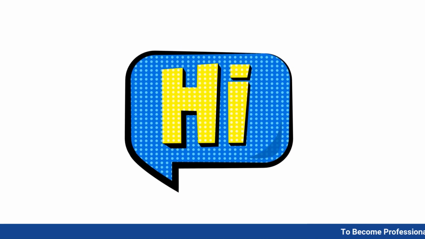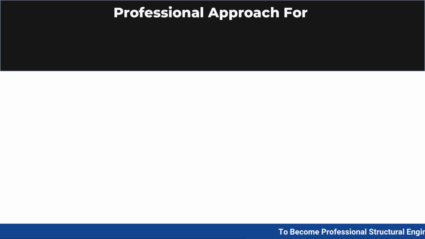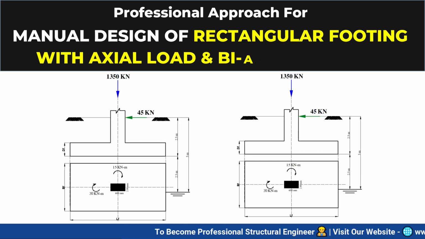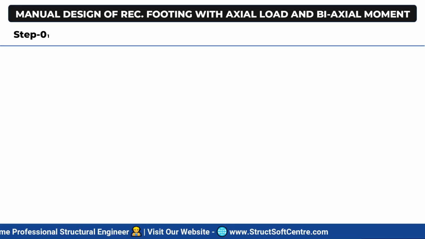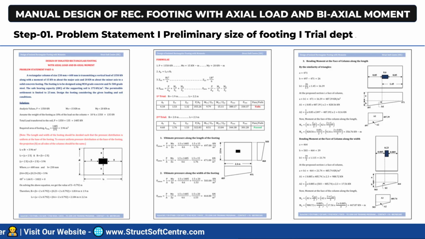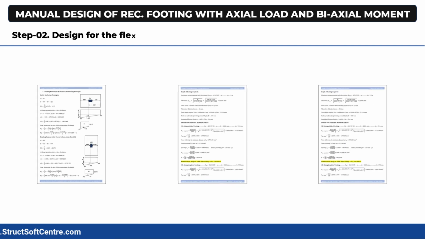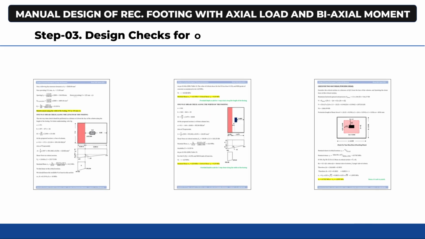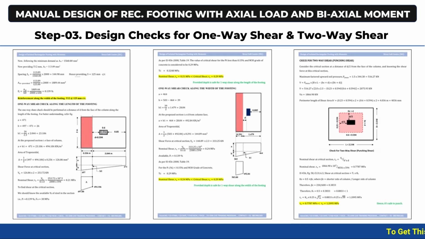In this video, we are going to discuss the professional approach for the manual design of rectangular footing with axial load and biaxial moments. This complete problem we are going to solve in a few important steps. In the first step, we will discuss the problem statement, preliminary size of the footing and trial depth of the footing. In the second step, there will be design of the flexural reinforcement along the length and width of the footing. In the third step, we will do the design checks for one-way shear and two-way shear.